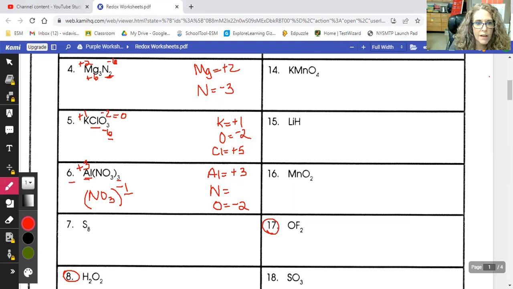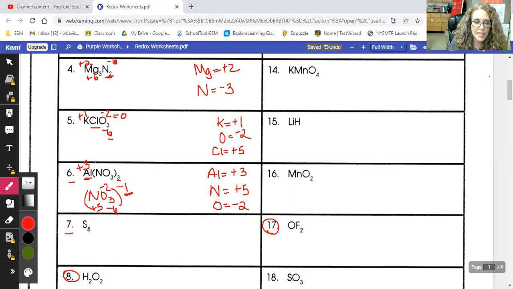So then now I have oxygen being -2. Okay, so I have 3 -2s. So my total charge for oxygen is -6. My total charge with the nitrogen has to equal -1. So my nitrogen, therefore, must be a +5, because a +5 with a -6 will add up to -1. So nitrogen is a +5. All right, so now let's look at number 7.